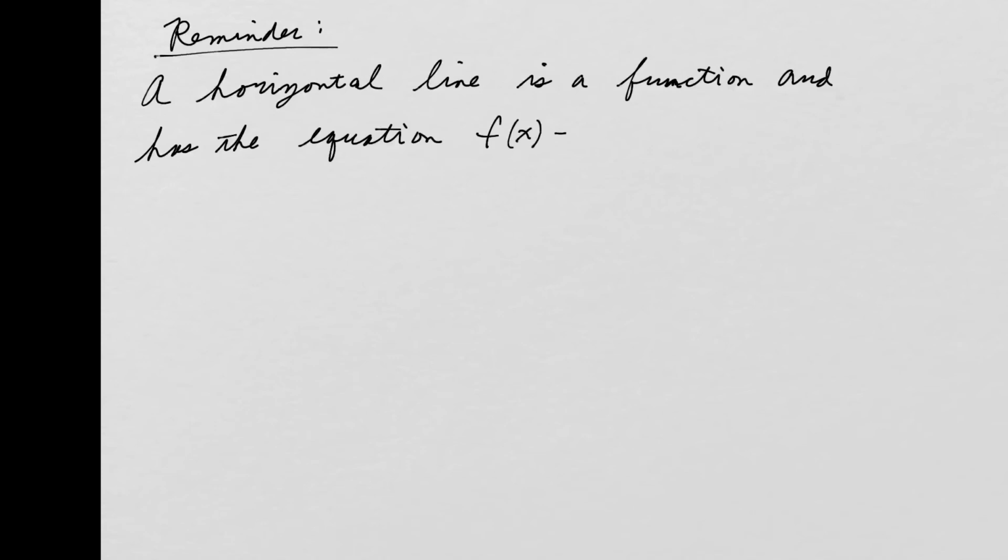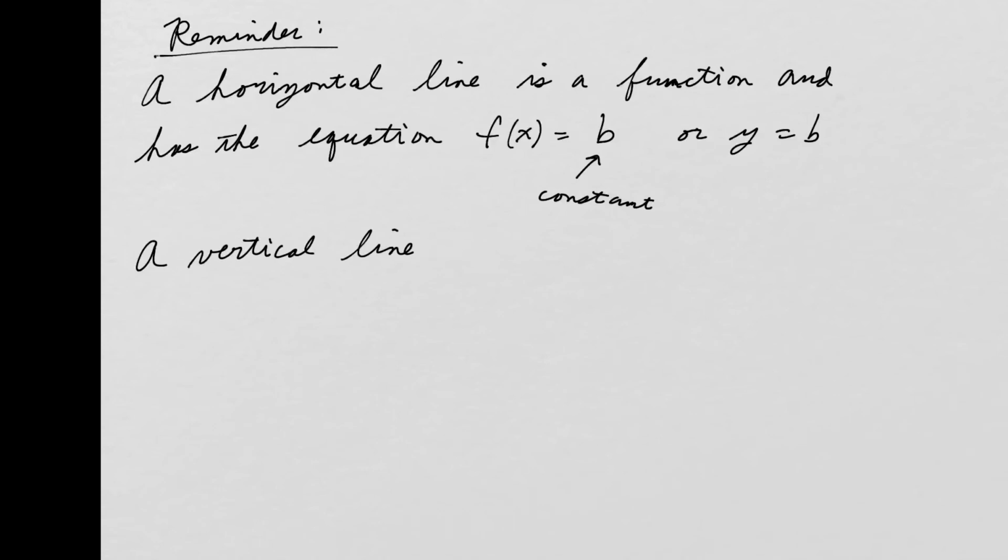f of x equals, and then usually we call that constant b, right? Remember, this is just a constant. Like f of x equals negative 2, or f of x equals 5, or f of x equals pi, whatever it may be. Or, of course, you could write this also as y equals b. A vertical line first of all is not a function.